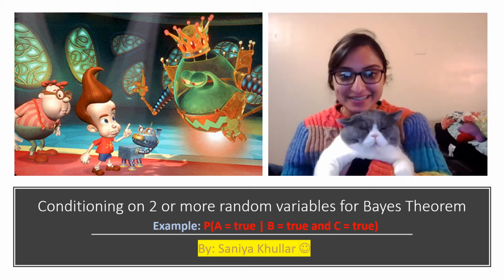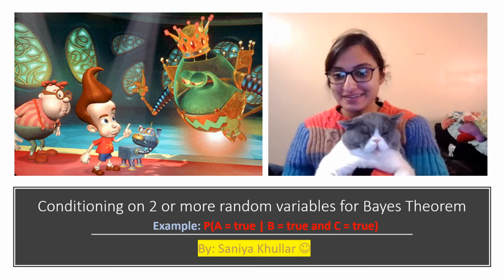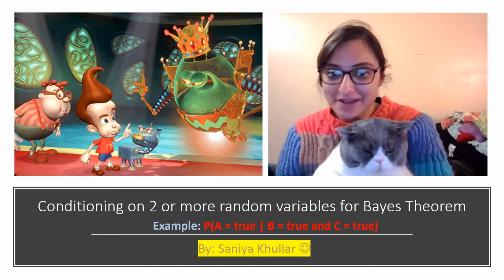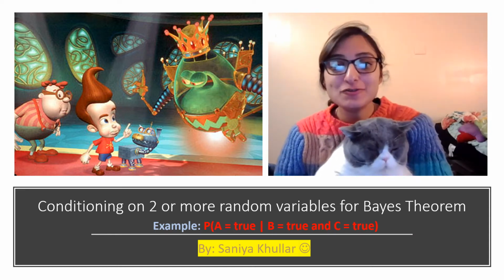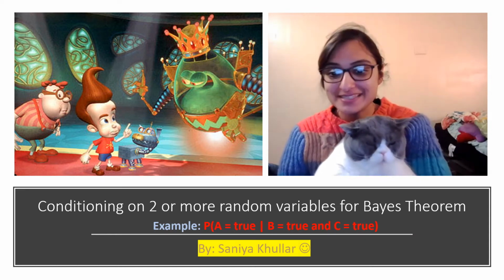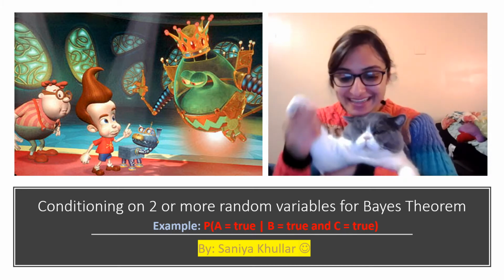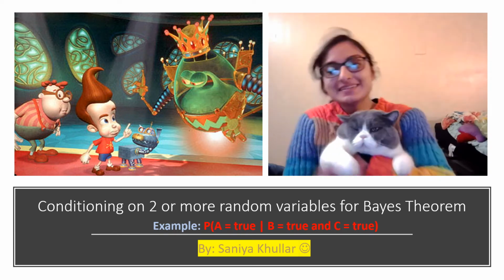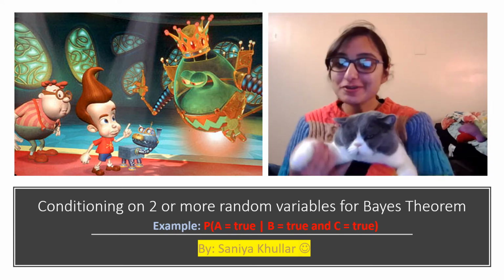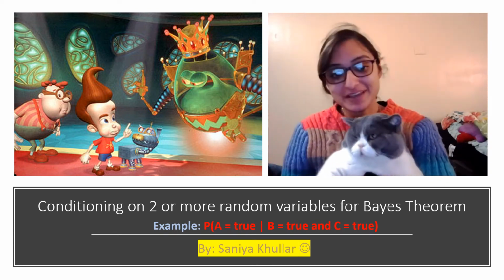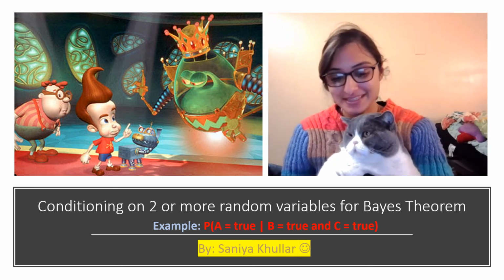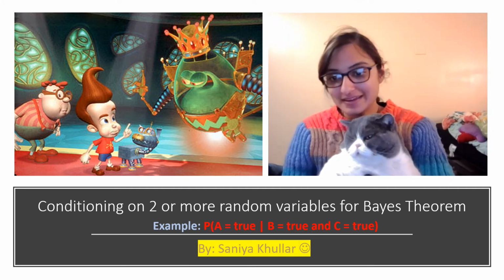Everyone, I am Saniya, and in this video, I'll be talking to you about how you can condition on two or more random variables for Bayes' theorem. So this is me, Saniya, and this is cute little Yangshi. We're going to walk you through how you can do this when you have multiple variables that you want to condition on for Bayes' theorem. How do you do that? How does that work?